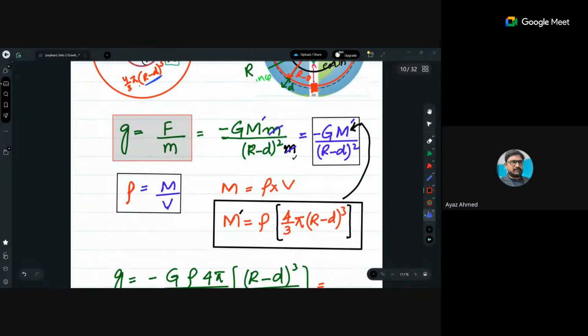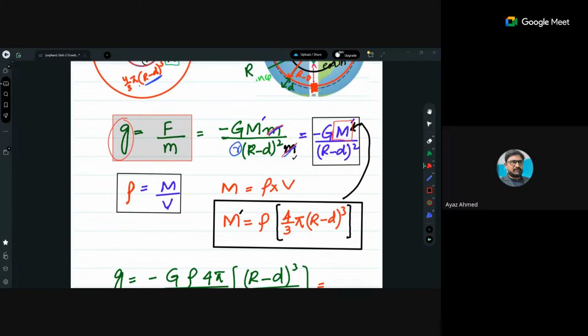R minus d is basically your small r, the inner radius inside the earth. When you cancel these all, mass will be cancelled by mass, right? The remaining value is Gm divided by (r minus d) whole square. This is the value of small g, right? I will now replace this m because mass is reduced.